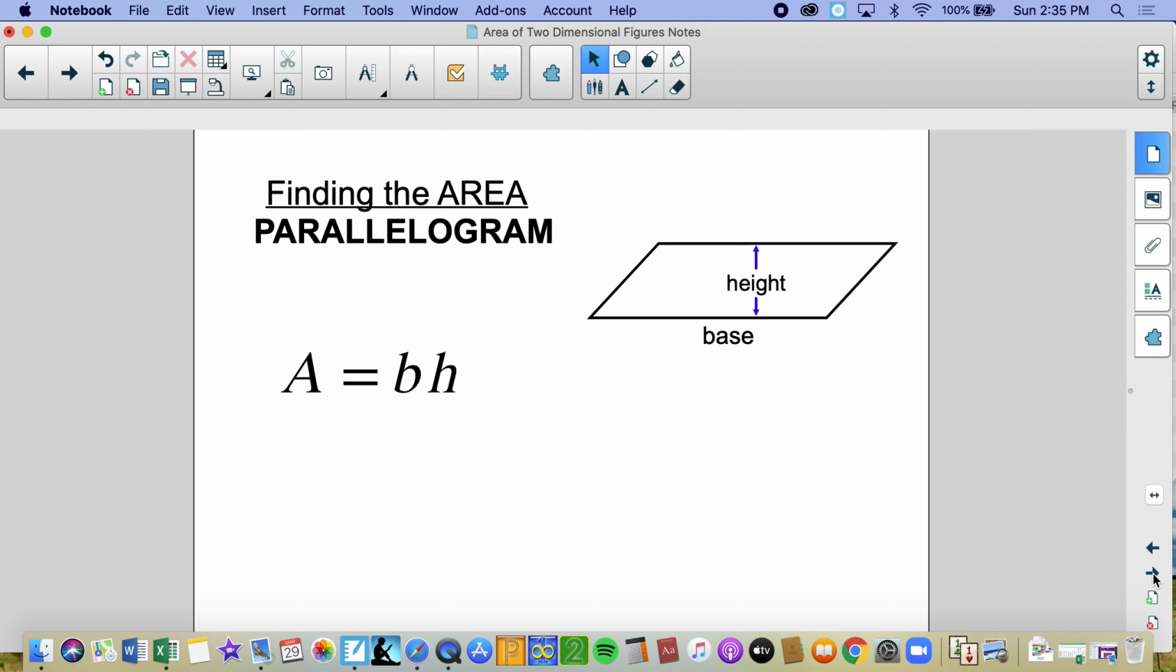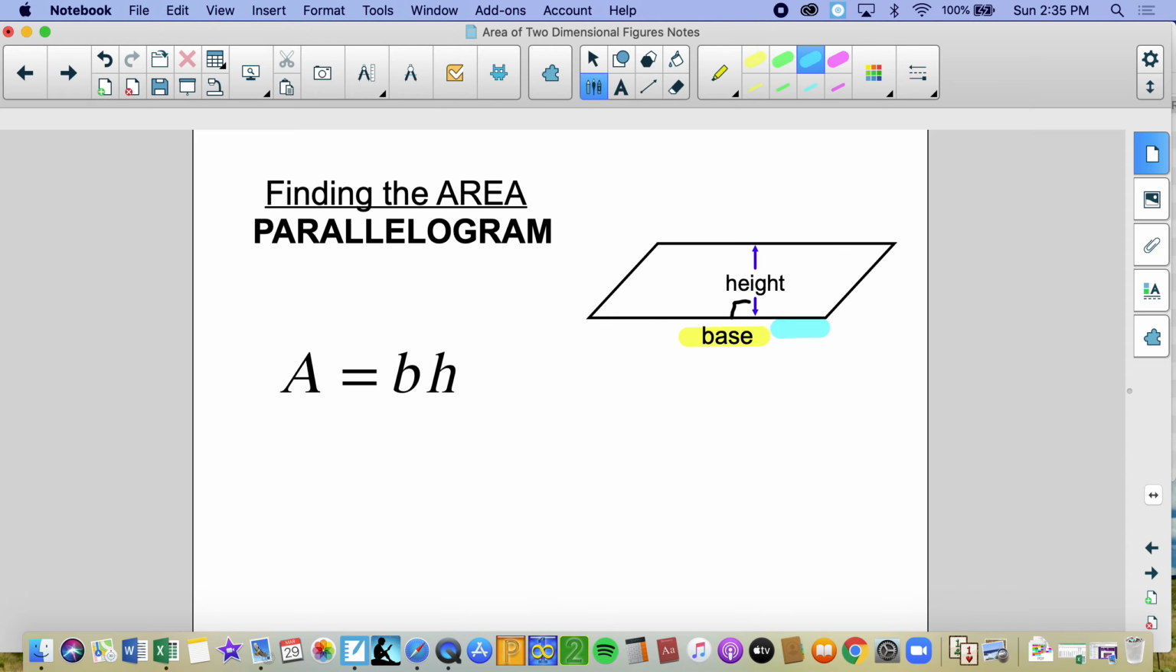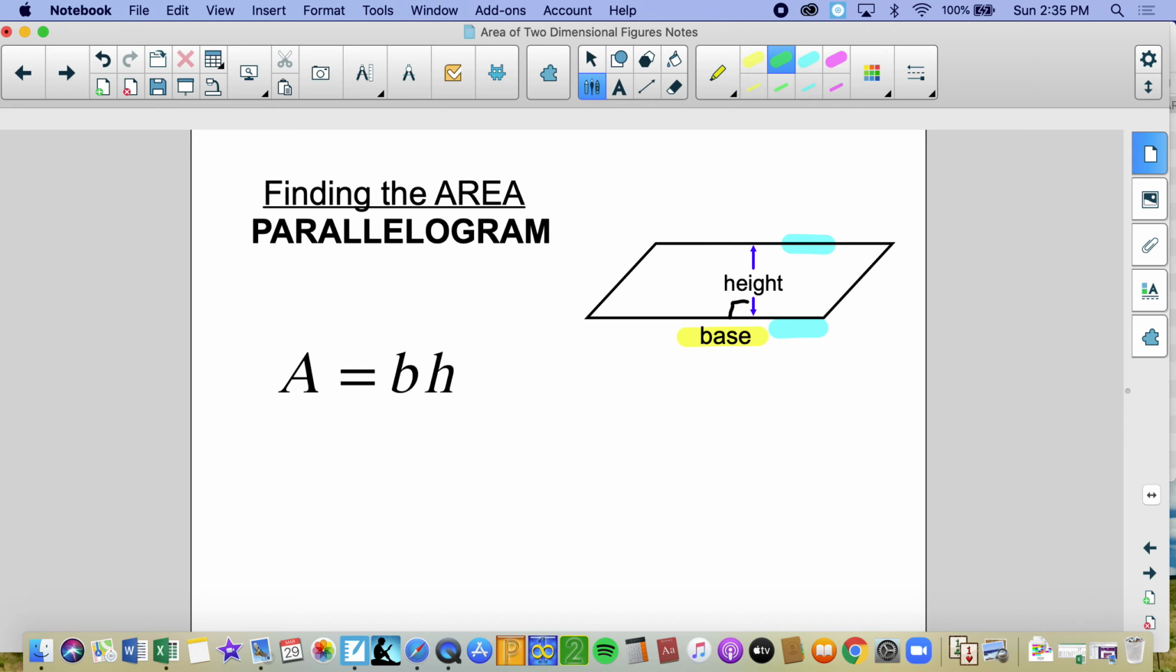Now the parallelogram, again, we come into this base times height. The height still needs to be perpendicular to the base, and it goes from the bottom of the object to the top. Not this line. This line is not the height because it's not perpendicular. It doesn't measure perpendicular from the bottom to the top. It definitely has a distance from the bottom to the top. It's just not perpendicular.